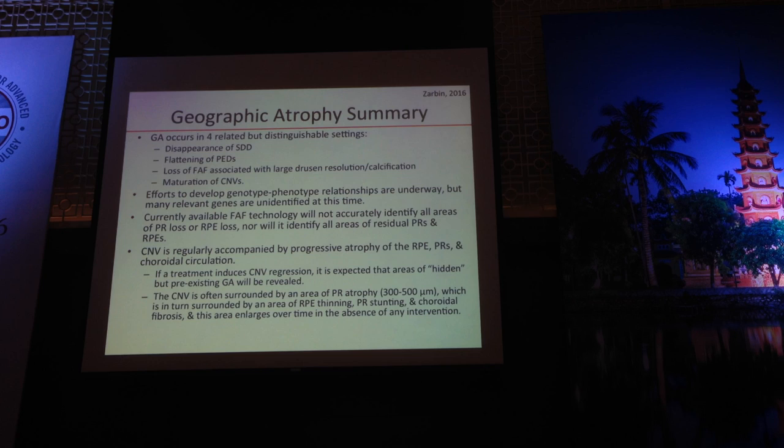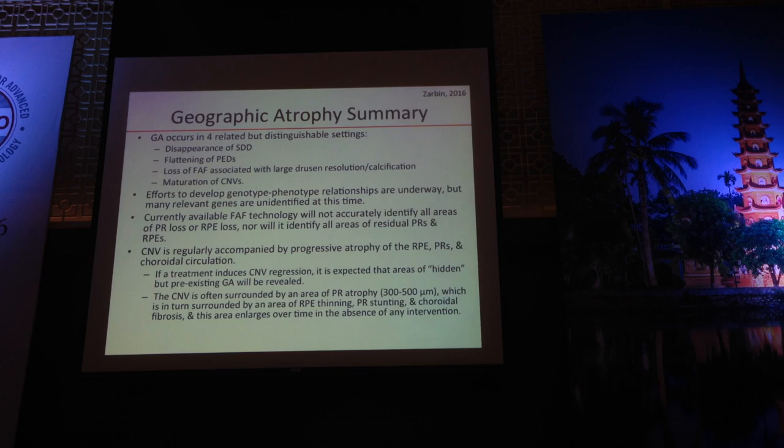And choroidal vessels are regularly associated with the development of atrophy. The reason that's important is because if a treatment induces regression of the choroidal vessels, we expect to see increased area of atrophy, not due to the treatment, but due to the exposure of an underlying area of atrophy. And not only that, if we treat a vessel successfully, we expect the atrophy to continue to progress unless our treatment specifically interferes with the progression of atrophy.